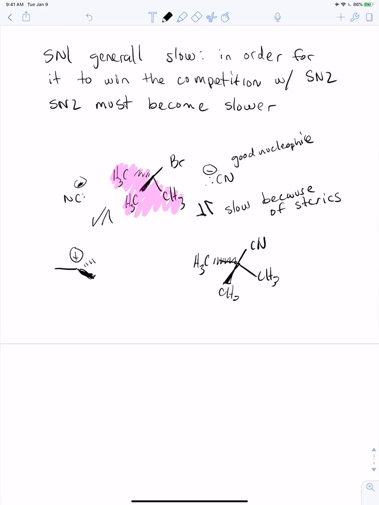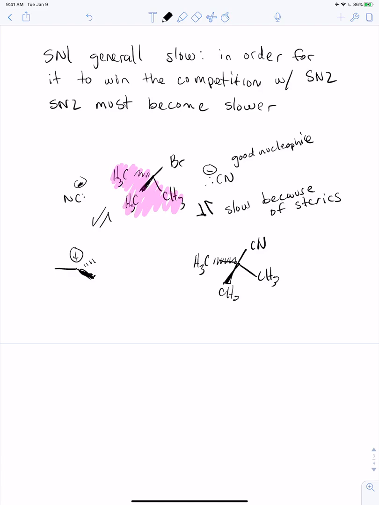But in all of these cases, you'll notice that the Sn1 is always the same speed. Generally it's just going to be the same. So I can change things. Maybe the Sn1 will be a little bit faster because this is tertiary. But generally Sn1 is really slow. But if you can slow down the Sn2 enough, then the Sn1 can win.